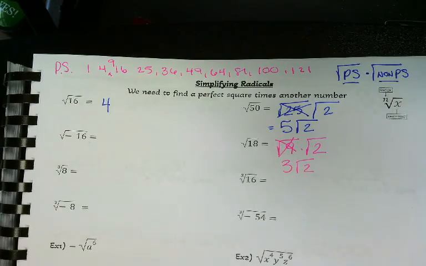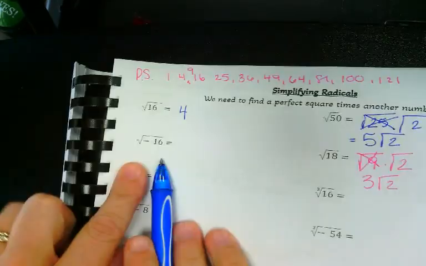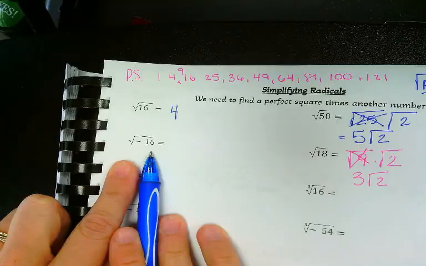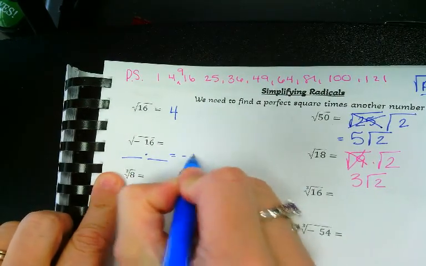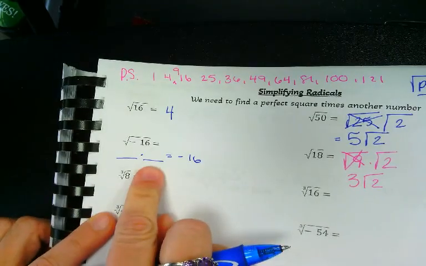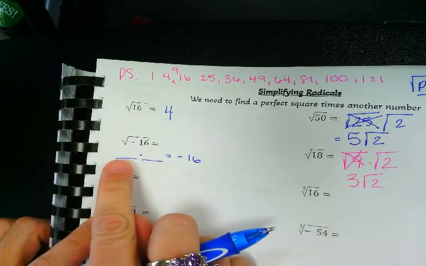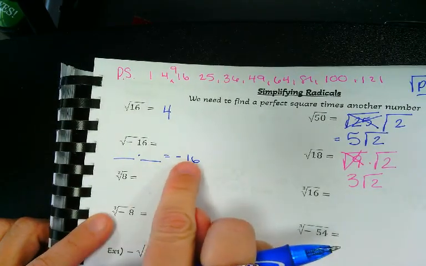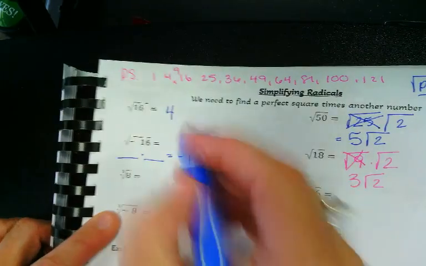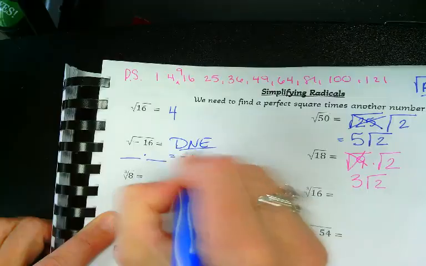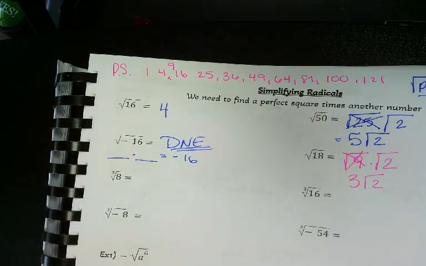Okay, let's try, we talked about this earlier this week, the square root of negative 16. And that means there's two numbers, the same two numbers, that can multiply to a negative 16. Is that possible? No, because positive 4 times positive 4 is positive 16, and negative 4 times negative 4 is positive 16. So this does not exist yet again this week.